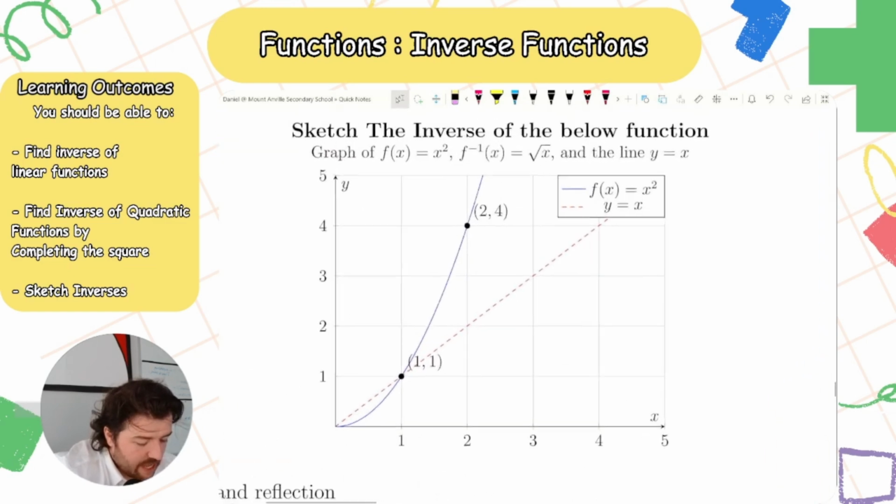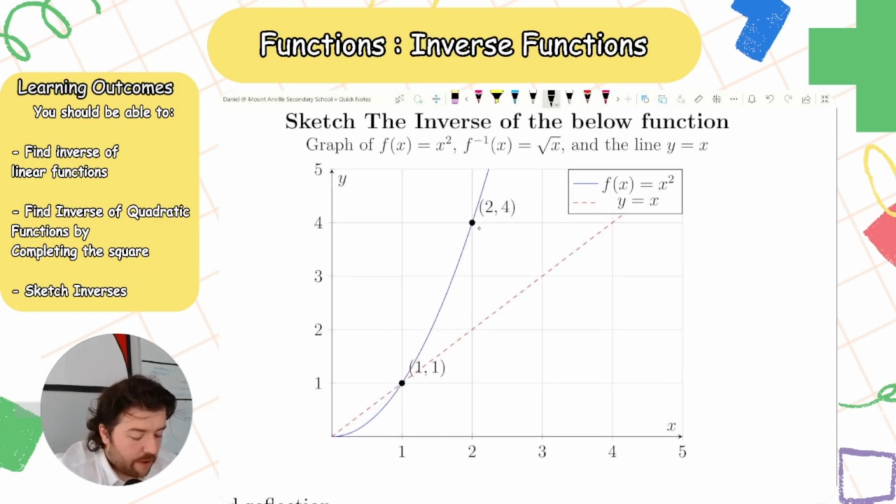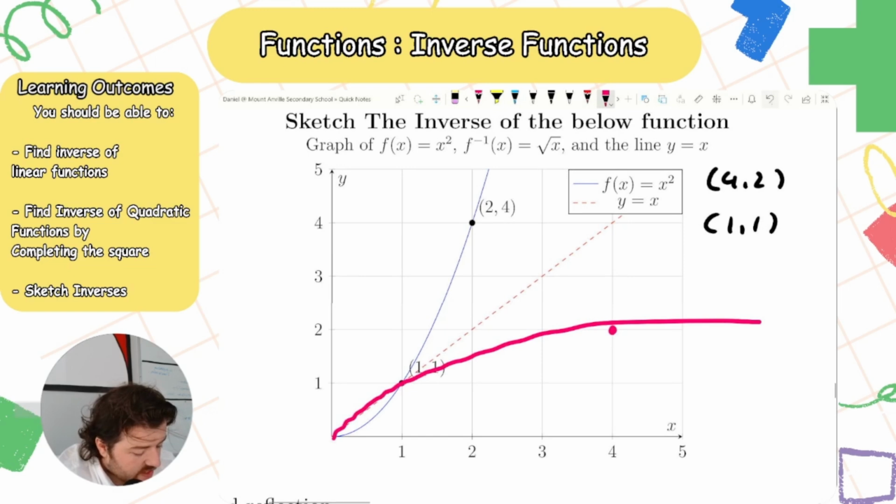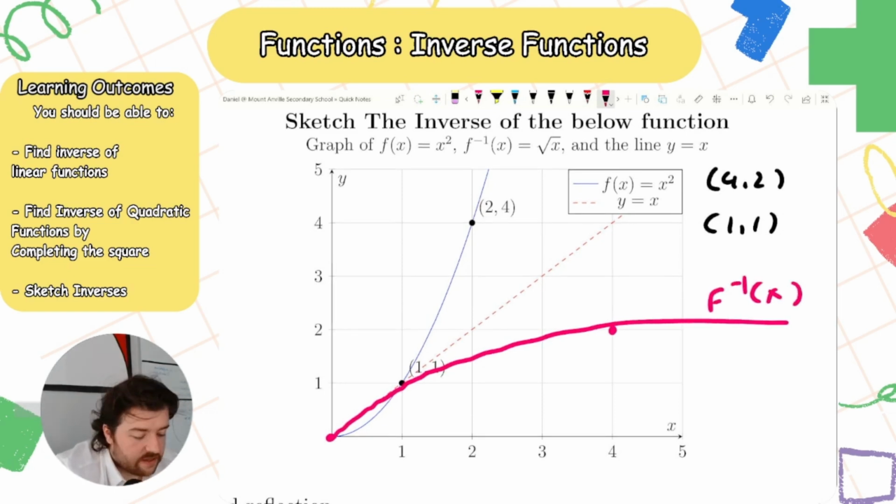So, for example, we want to reflect this one here. There are 2 key points, (2, 4) and (1, 1). So the reflected points will be (4, 2) and still (1, 1). So (4, 2) is here. And then (0, 0) is also another key point here. It will be like that. That is going to be my f inverse. So I plot (4, 2), my (1, 1) is still there, and you draw a curve and match the shape.